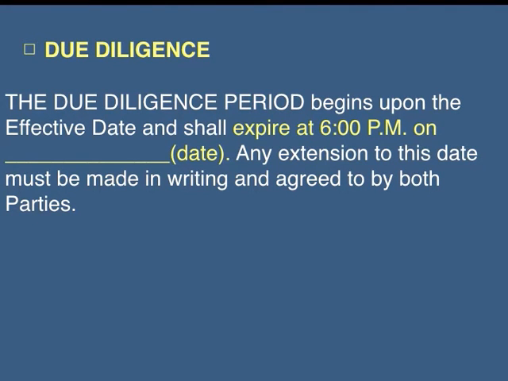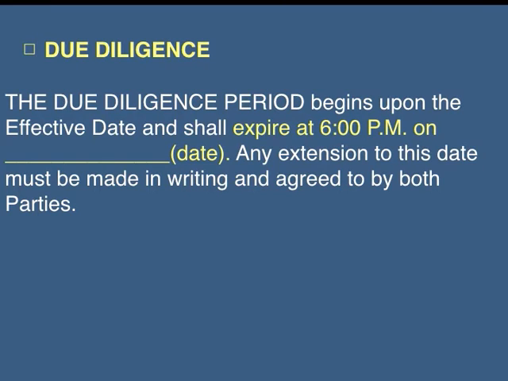First thing you want to do is put an X and check in this box by due diligence, meaning that this is the repair selection your buyer has chosen. Due diligence period begins upon the effective date and shall expire at 6 p.m. on a specific date. You pick the date. So it begins the day the contract is ratified. Remember the definition of effective date. And it ends whatever date you put here. It ends at 6 p.m.